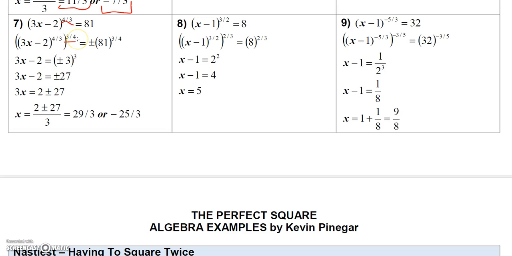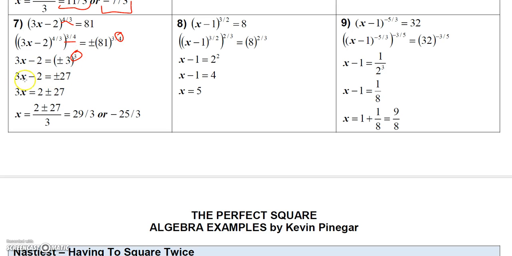Now again, I'm applying an even root here, so I have to do the plus or minus thing over here. But I have 81 to the 3/4 power. Now, remember what I told you. This is the root, so I need the 4th root of 81, which is 3. And then the numerator here is the power. So I take the 4th root of 81, which is 3, and then I raise that to the 3rd power. Okay? But I have to do that for plus 3 or minus 3. Well, plus 3 quantity cubed is 27, and minus 3 quantity cubed is negative 27.